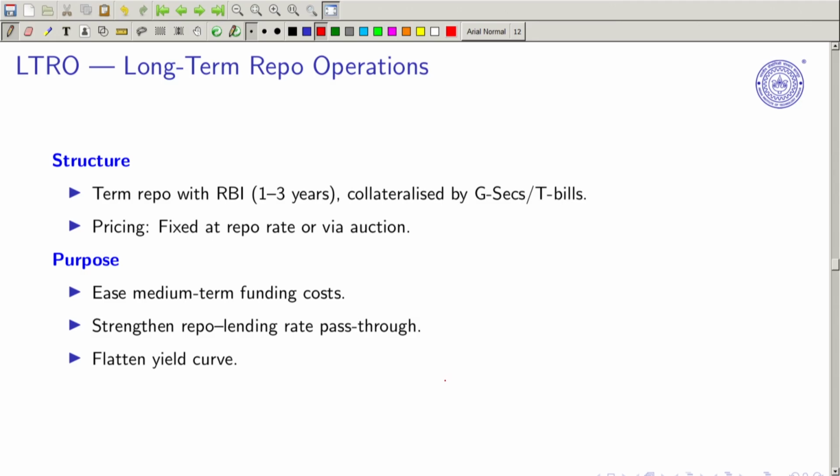So let's first understand the LTRO, long-term repo operations. The structure was a term repo with RBI. We saw 7 to 14 days, right? But here we are saying that the term repo goes like 1 to 3 years, collateralized by G-Secs and T-bills. So this particular instrument is a collateral-based instrument. It is not, you can say, a standard deposit facility kind of thing.